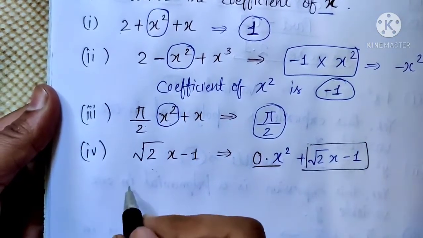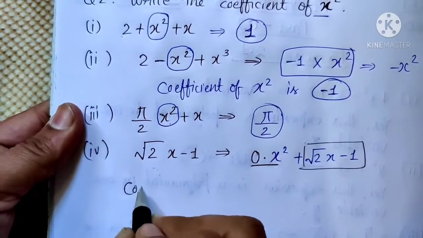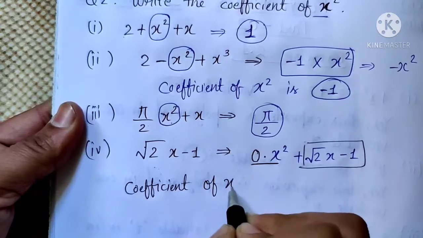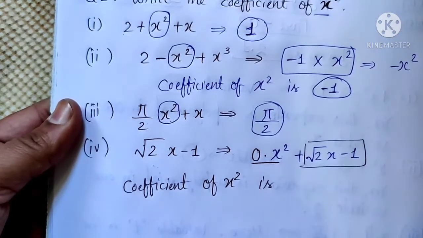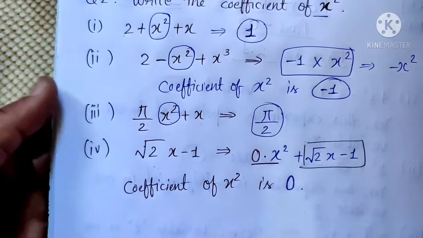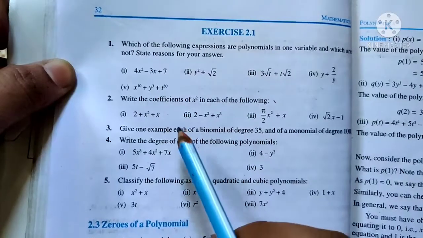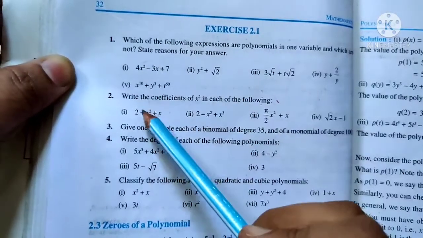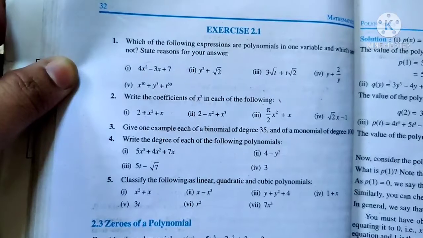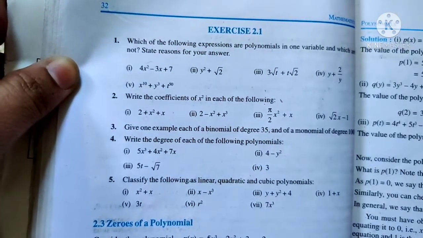So we can say here the coefficient of x square is what? Just tell me. 0 only. Okay, so I hope it is clear to you. We have already done question number 1 and 2, and for doing question number 3, 4 and 5 we have to learn some concepts. So first learn the concept, then we will do these questions.